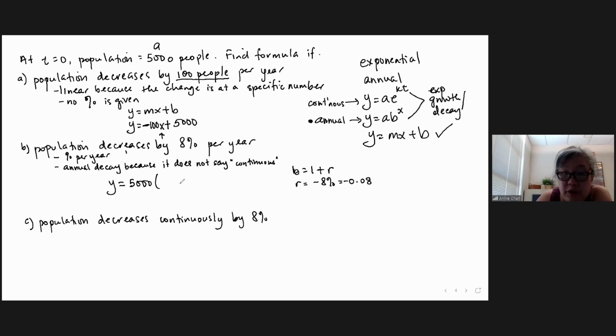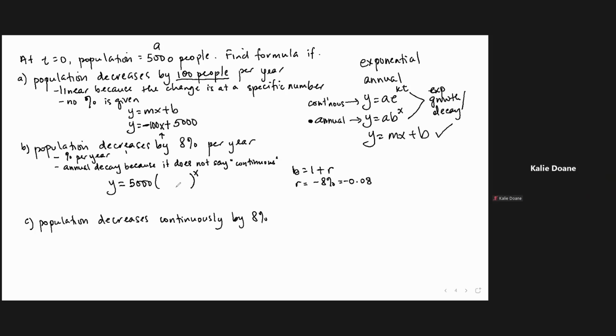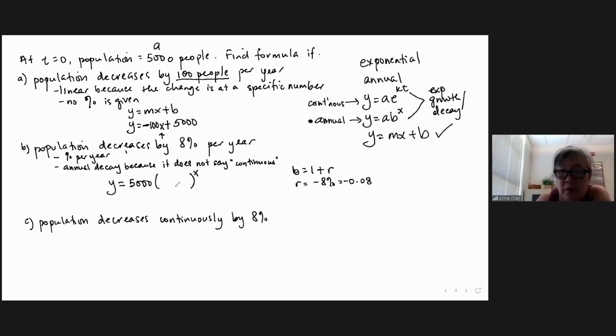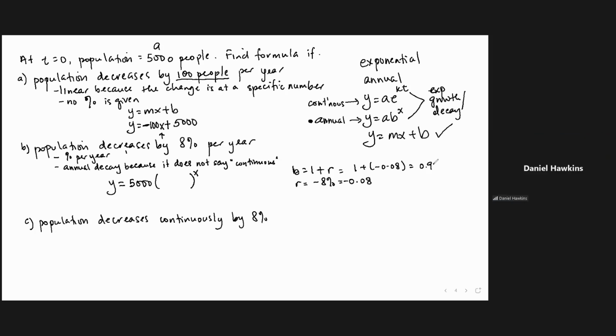Right. What do we put here? Do we put B or do we put R inside this parentheses? B. I was doing both. Yes, you put B. So we know they gave us R. So we have to calculate what is B. So we know R is negative 0.08. So therefore B is going to be 1 plus negative 0.08. And that will be what? 0.92. Yes. And that's what we put in here, 0.92.